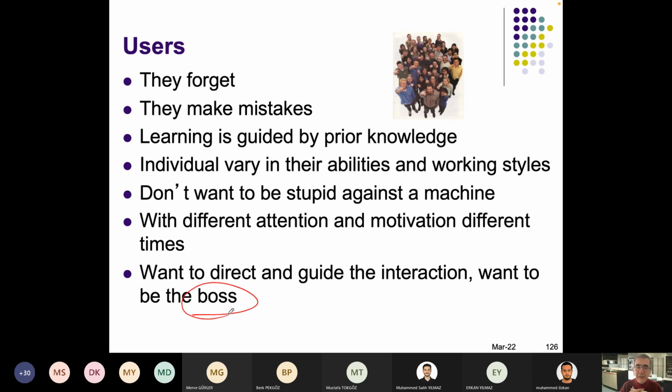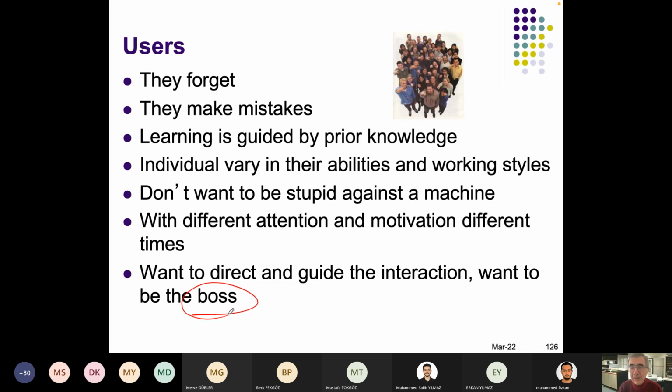We have to be the boss, not the machine. We don't want to get directives from the machine or objects. We want them to obey us. We want them to be tools rather than masters. We want them to be slaves rather than masters. So that is quite important.